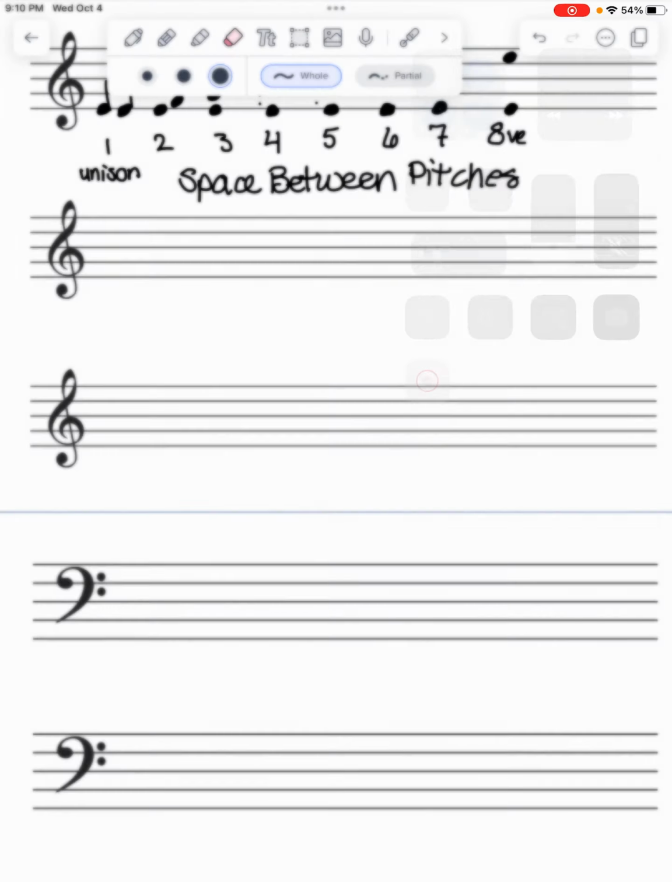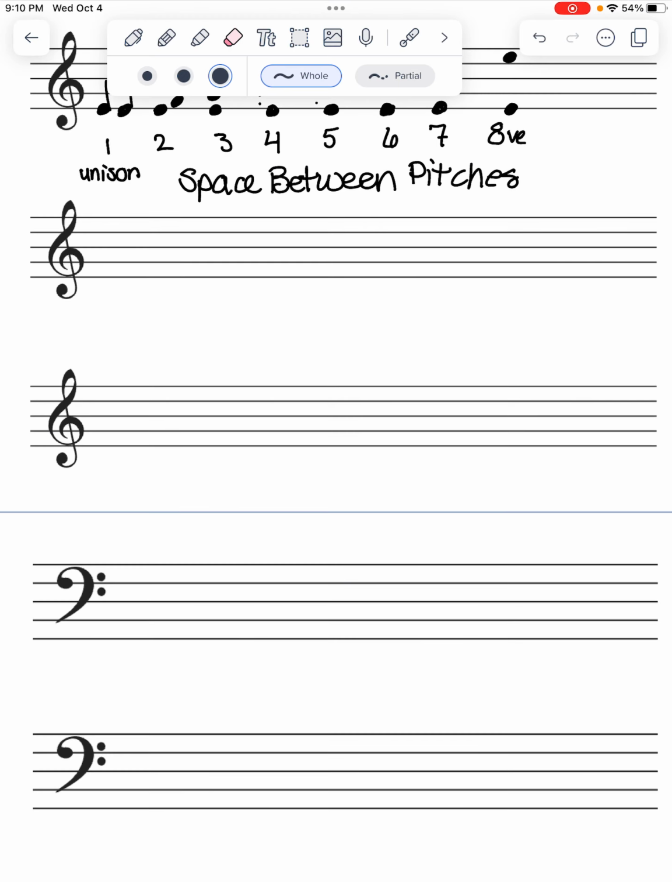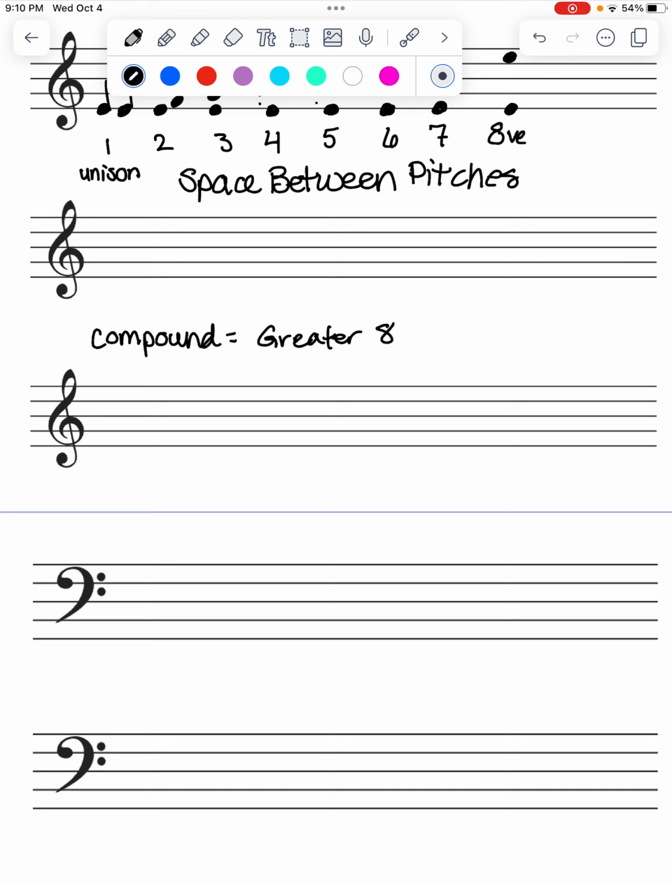All right, folks, one last video on intervals. So compound intervals. All that means is when we talk about a compound interval, it just means that the distance between the two pitches is greater than 8. So it's bigger than an octave. Greater than 8.